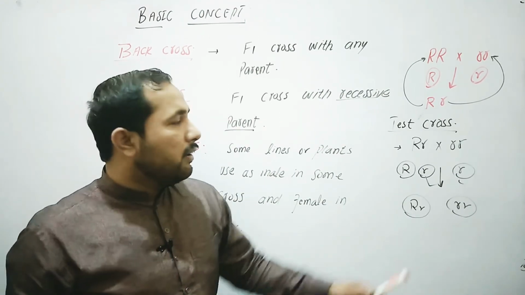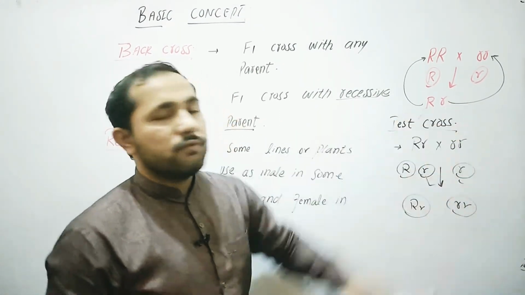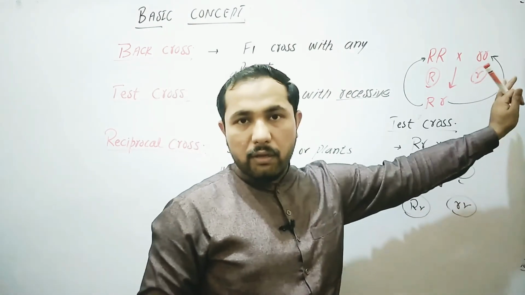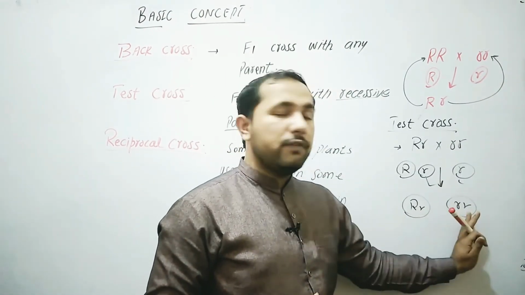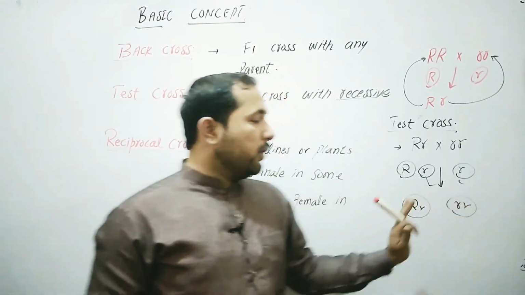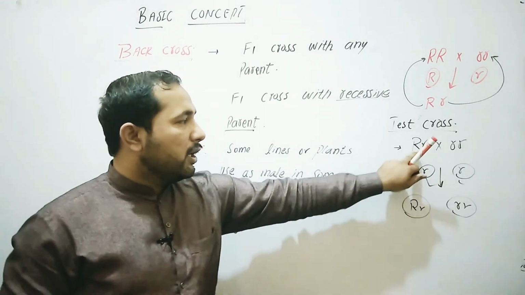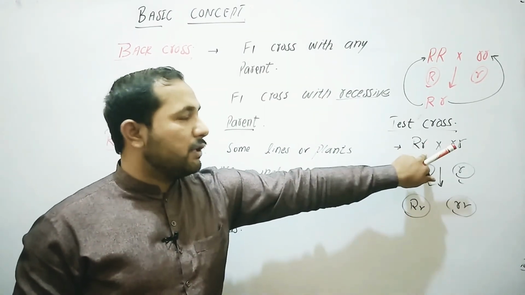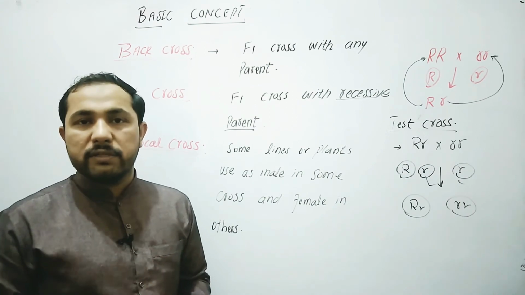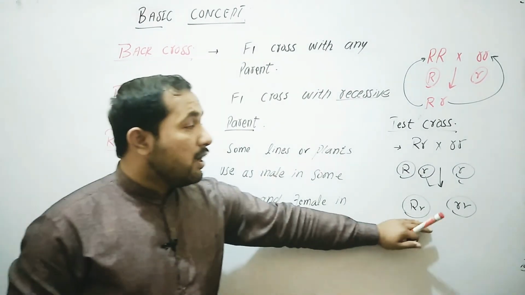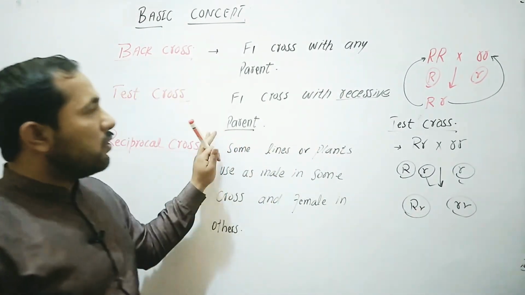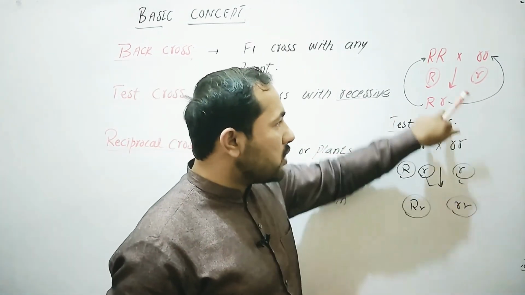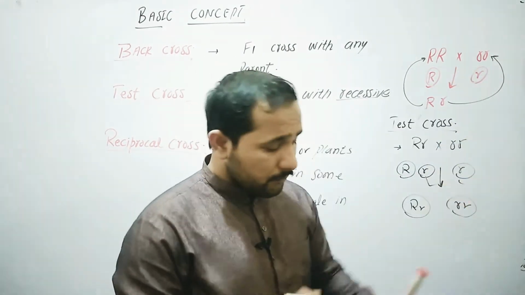So it is clear this is a heterozygous plant which we are crossing with the recessive parent, because we have 50% dominant and 50% recessive character. If both are homozygous, capital R, then we get 100% dominant character in the test cross. So a test cross is actually the F1 crossed with the recessive parent.